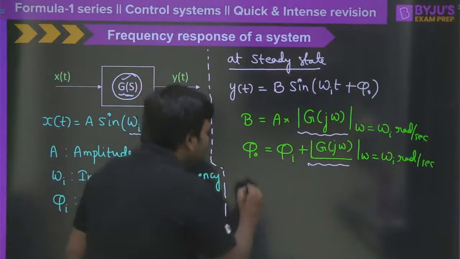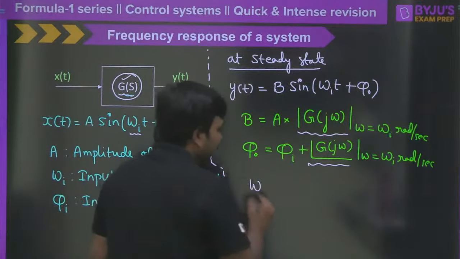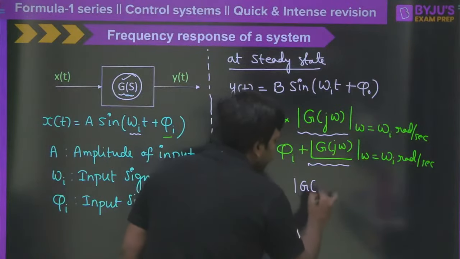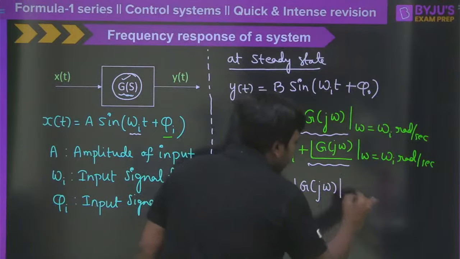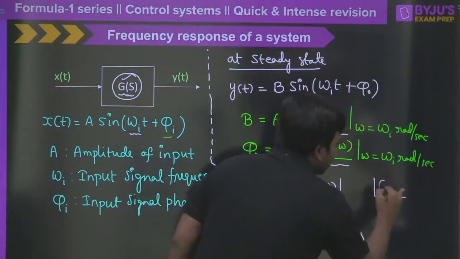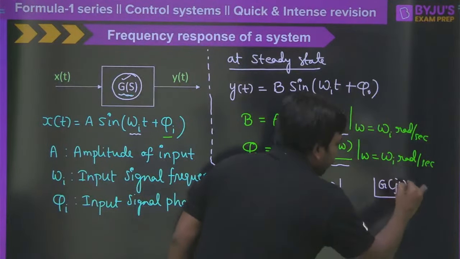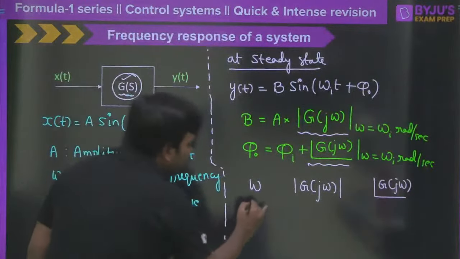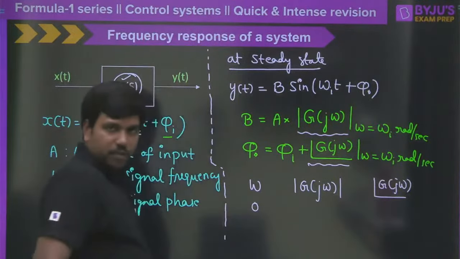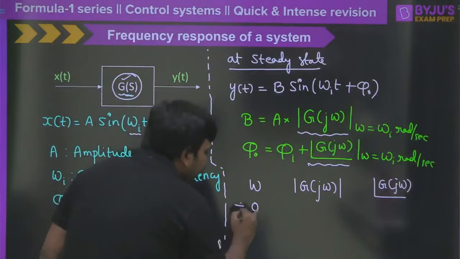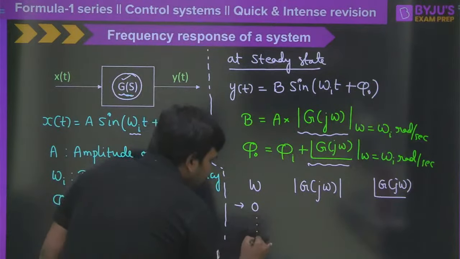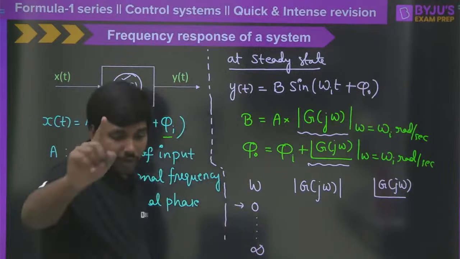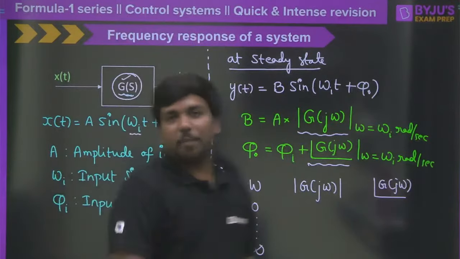That's why we always try to draw the graph between frequency and the magnitude of the system, that is modulus of G of j omega, and even for the phase, that is nothing but the phase of the system. Clear? So we'll vary the input signal frequency, usually starting from 0 radian per second. After that we will increase the frequency, and we will even check what happens at infinite radians per second. Clear?